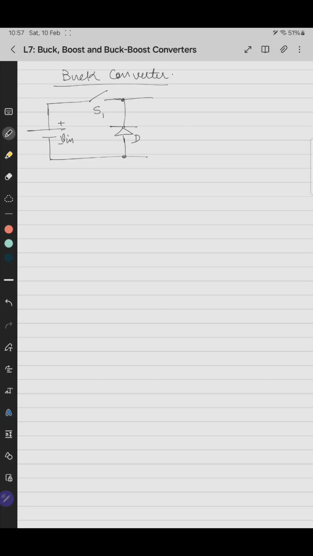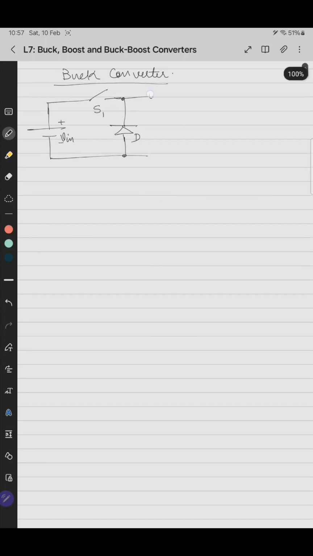A first quadrant switch means a switch which can allow current flow in only one direction and which can oppose voltage of only a single polarity. That's called a first quadrant switch. So a power diode is the best example for that switch replacement S2. So we replaced S2 with a power diode. S1 is the power switch, which can be a power transistor or a MOSFET or IGBT and so on.